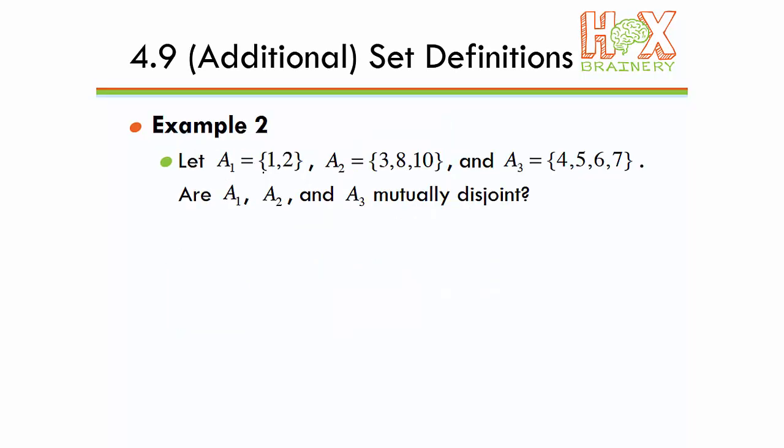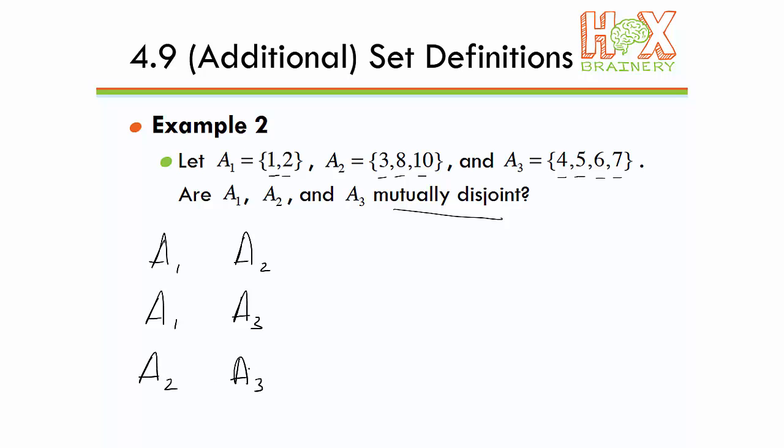So, for example 2, if A sub 1 is the set containing elements 1 and 2, A sub 2 is the set containing the elements 3, 8, and 10, and A sub 3 is the set containing the elements 4, 5, 6, and 7, are A sub 1, A sub 2, and A sub 3 mutually disjoint? When we take any two of them and they're disjoint, then these are going to be mutually disjoint. So you have to be able to take any two. I can do A sub 1 and A sub 2, A sub 1 and A sub 3, and A sub 2 and A sub 3. That's how I'll pair them up. This is all the different ways you can take two of the three sets.